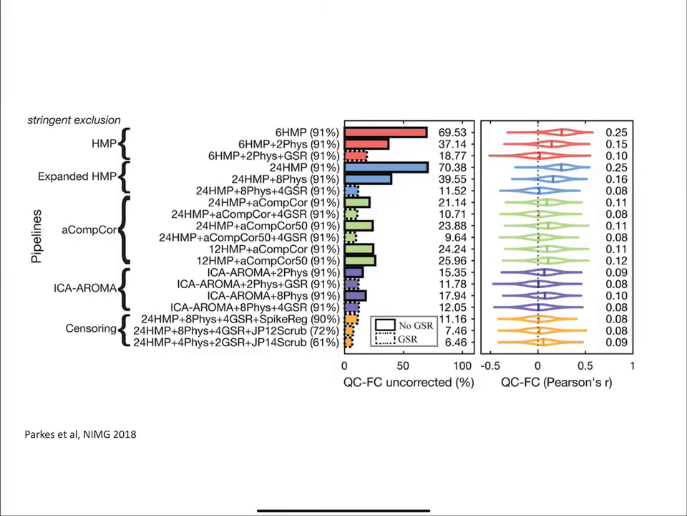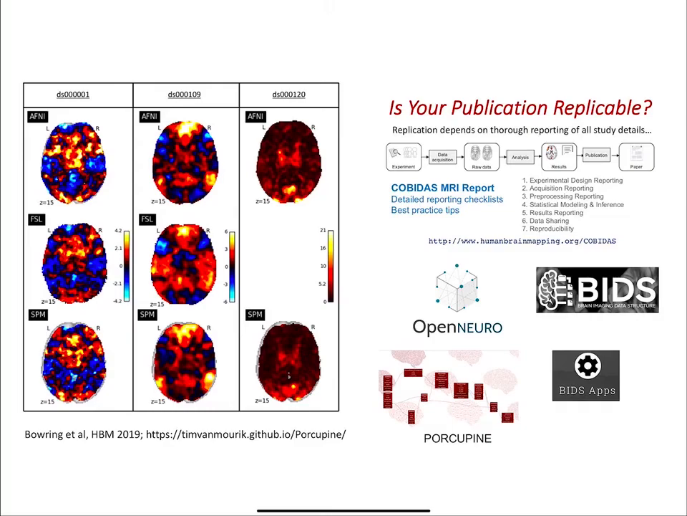This is just another example from another paper showing all the different regressors you can pick for cleaning up your data. And this isn't even that many, but there's still lots of different ways. This is another study showing that if you used AFNI, FSL, or SPM, you would get, at least for this subject, quite different results.